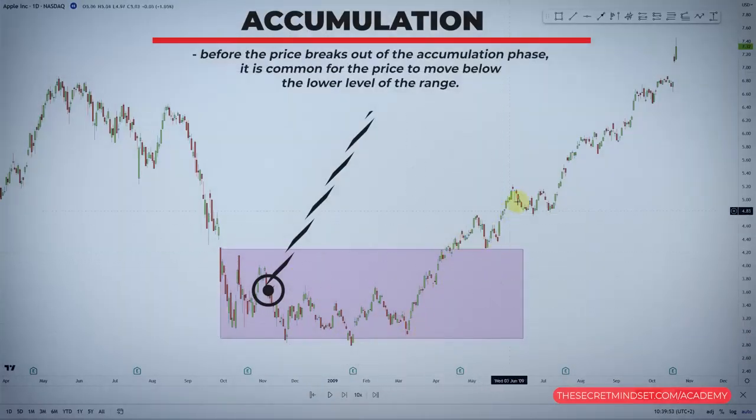Before the price breaks out of the accumulation phase, it is common for price to move below the lower level of the range. This movement is a false breakout, giving buyers another reason to buy low.